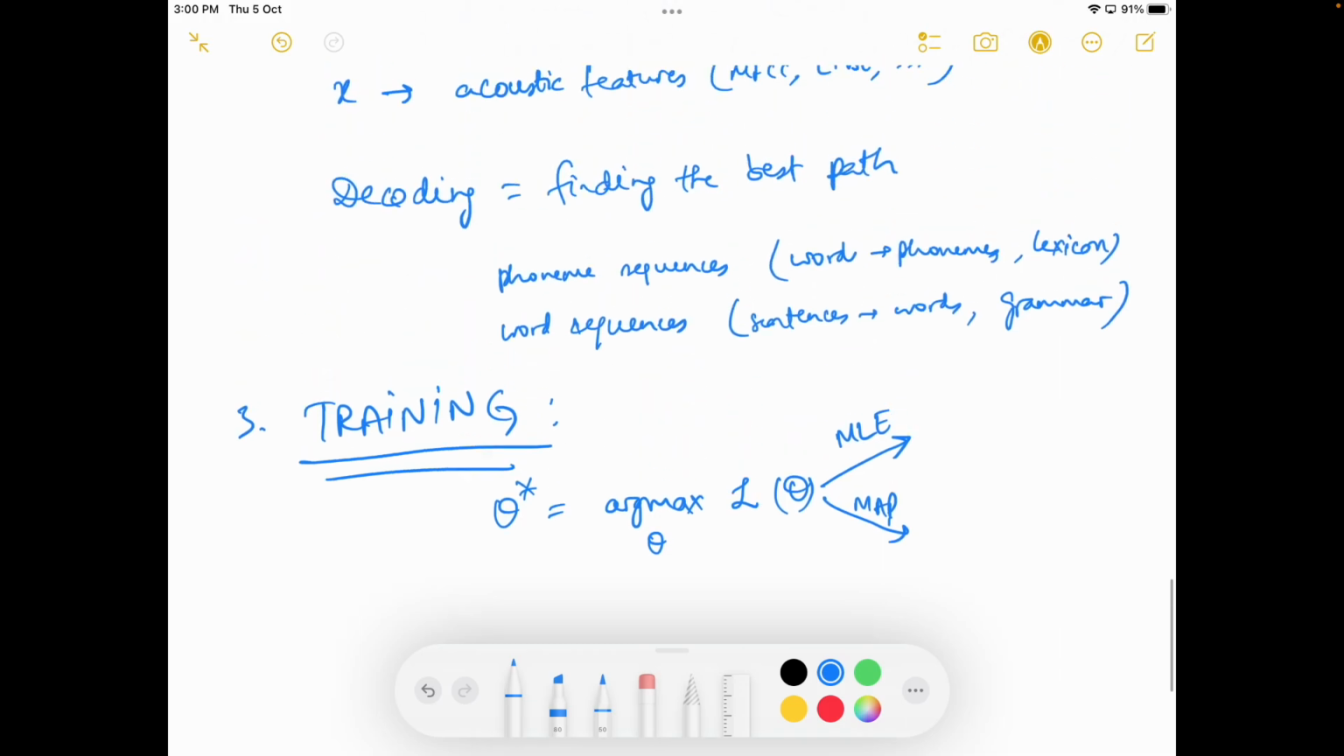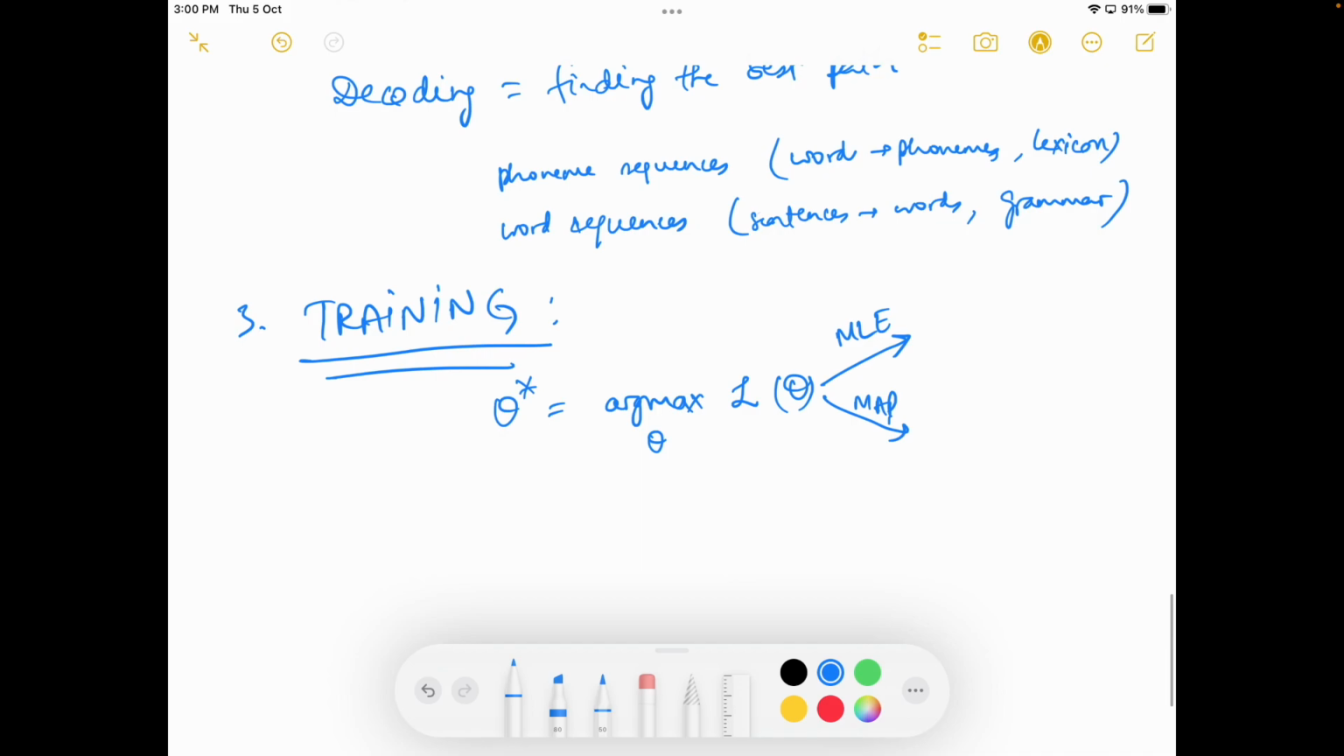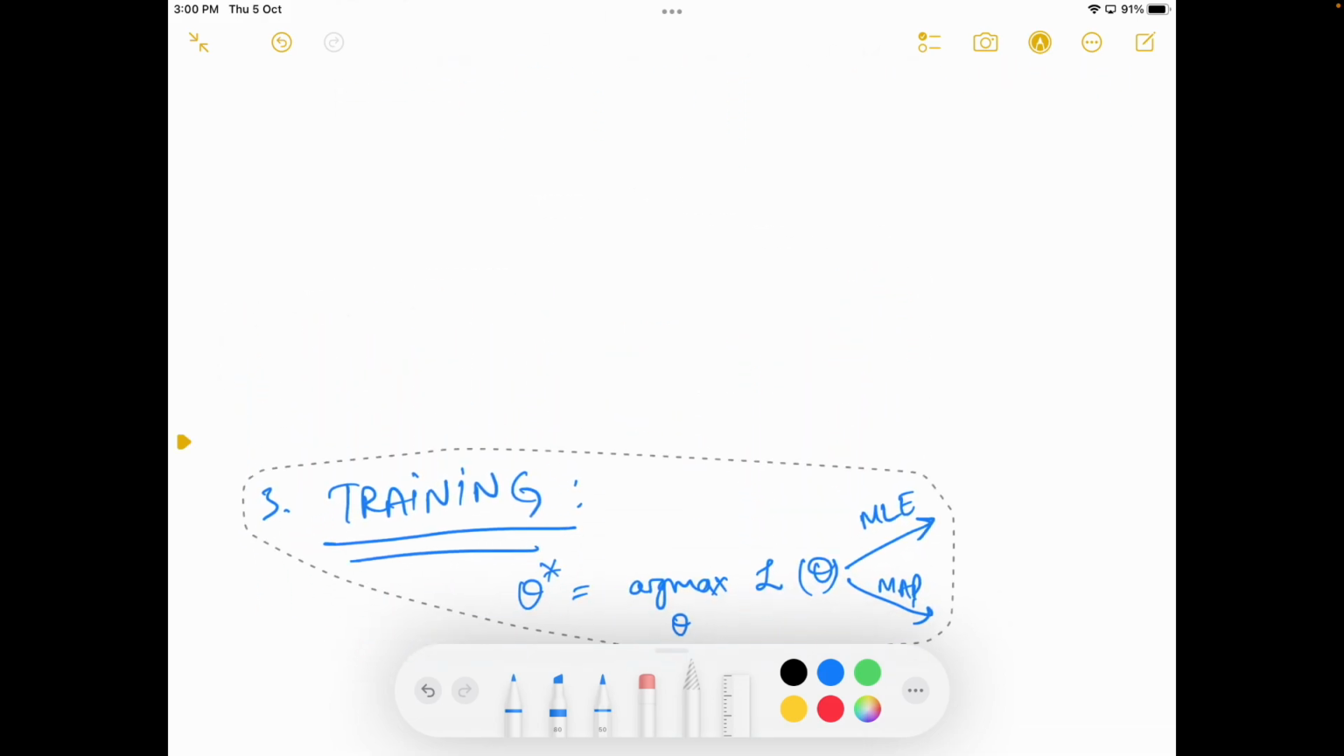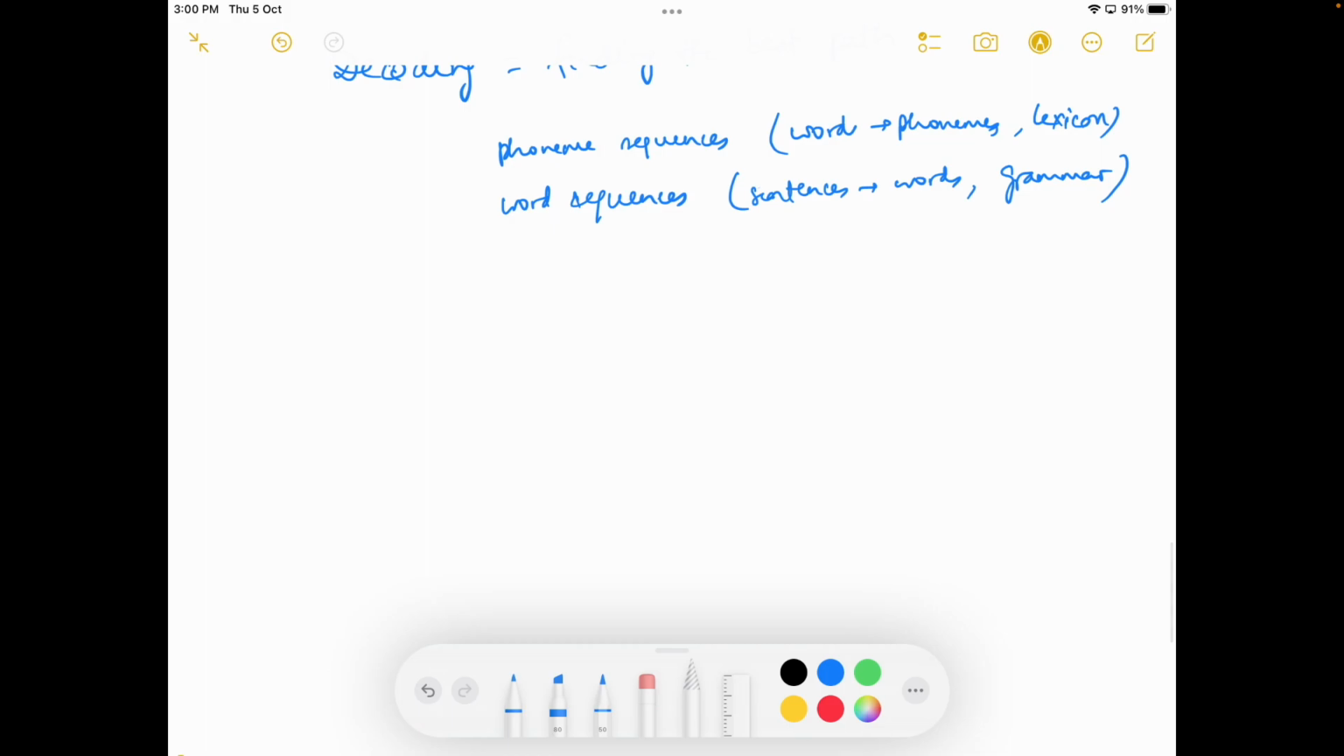Okay. Before I go to training, I want to discuss one more thing, which is related to inference. Many a times, we may be given the phoneme sequence, but we may not be given the alignment of the phoneme sequence with our input audio. I think that's important before we go to training, so let me discuss that first. It's called alignment.